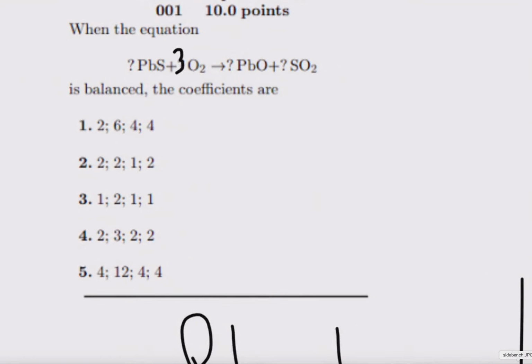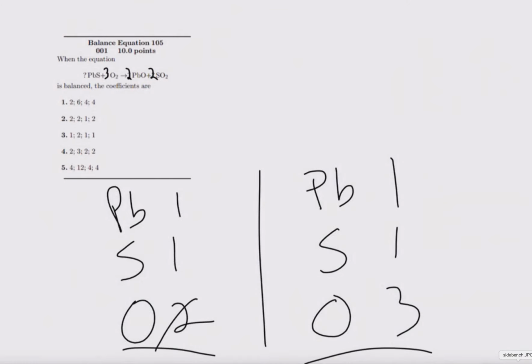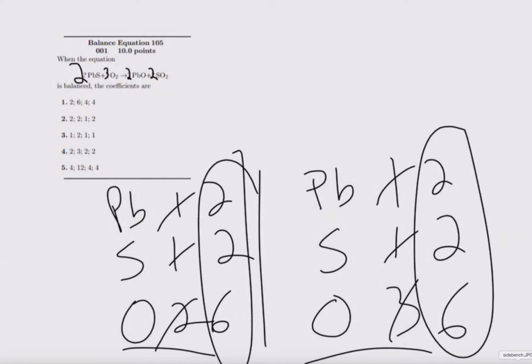So if we put a 3 in front of that oxygen, and if we put a 2 in front of this oxygen and a 2 in front of that oxygen with the sulfur and lead as well, what we end up with is 6 oxygens on both sides. We end up with 2 leads and 2 sulfurs on this side. And then if we put a 2 in front of the lead and sulfur on that side, we end up with 2, 2, and 6, 2, 2, and 6. So that means the equation is balanced, and the answer here, the coefficients are 2, 3, 2, and 2.